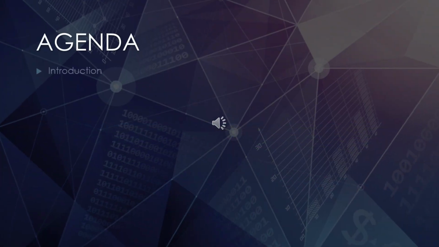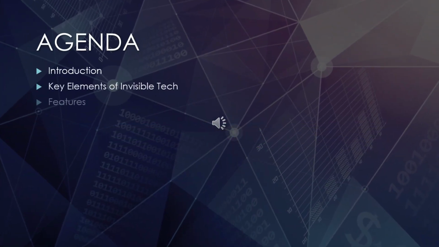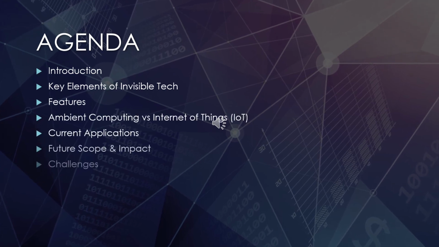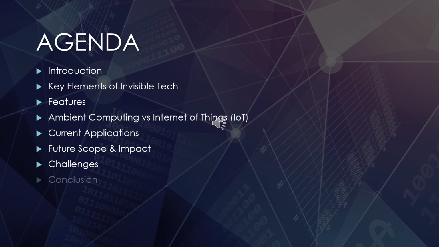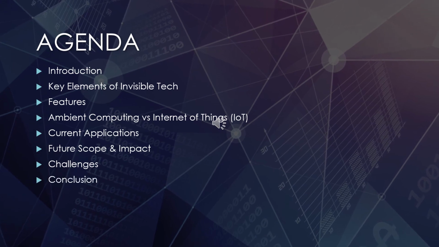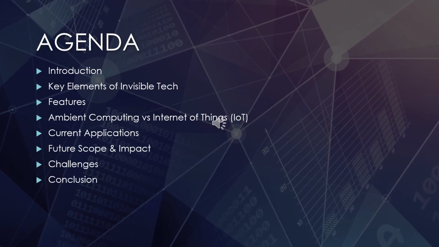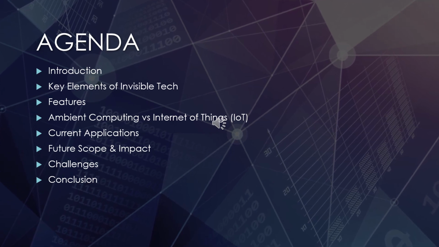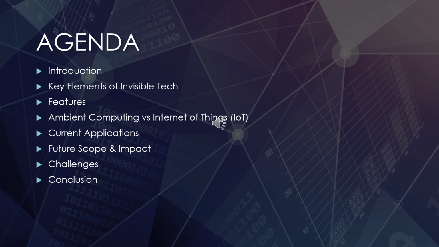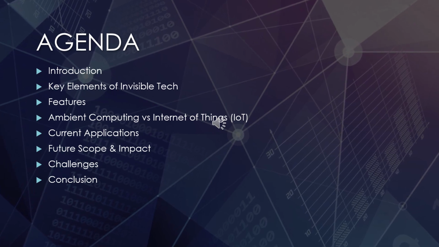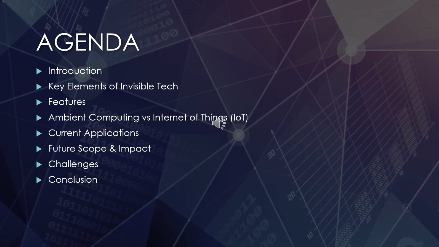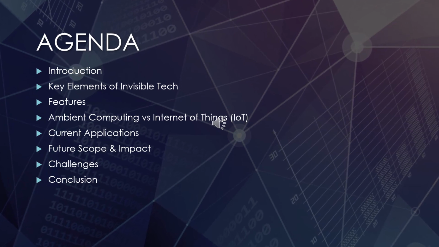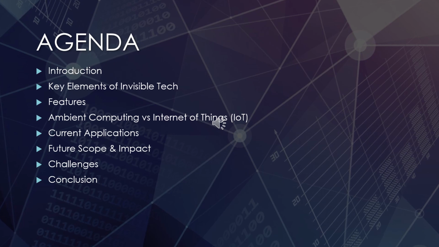Coming to the agenda of the presentation, I will first give an overview of ambient computing, then I will take you to the key elements of the technology, followed by features and a brief comparison with the concept of Internet of Things. Then I will show you how industries are already taking steps towards the ambient future. After that, I will explore the future scope and impact of this technology trend. And finally, I will highlight the implications and conclude the presentation.